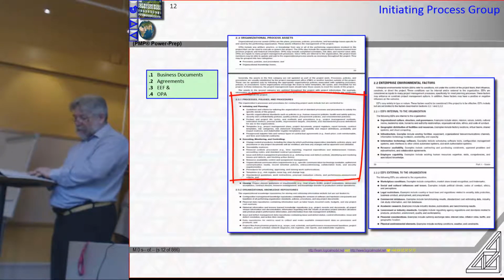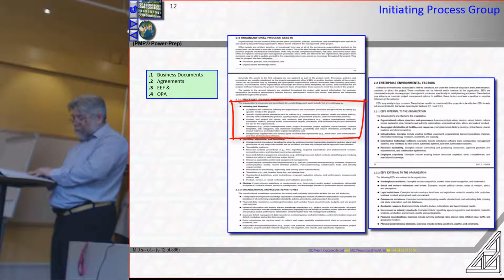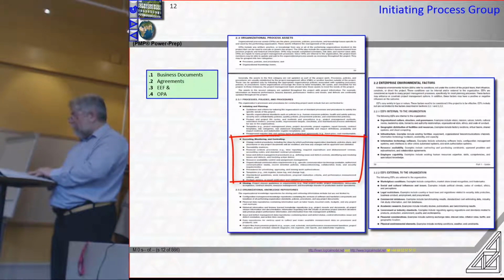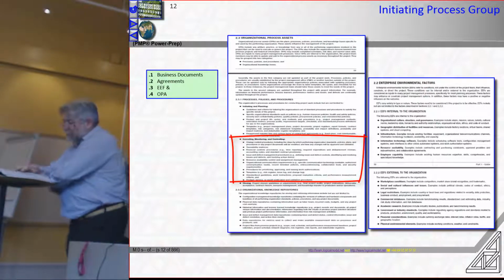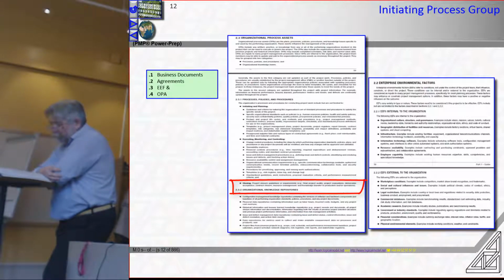And when we look at processes, policies and procedures on page 40, we see that they are grouped by domains or process groups. So we have stuff that's relevant to getting going, stuff that's relevant to being in motion, making progress. So initiating and planning is about getting going, executing, monitoring and controlling is about being in the journey, and then we have just a tiny bit on closing, where it says we need to do things like audits and evaluations. And then we have organisation knowledge repositories.